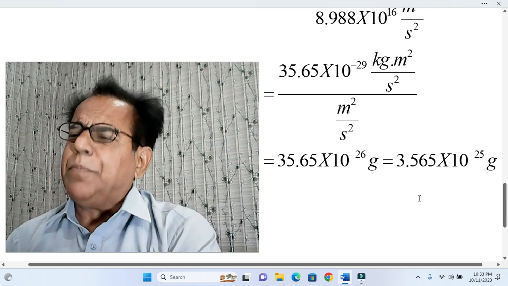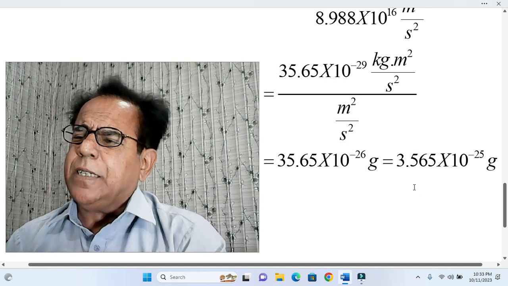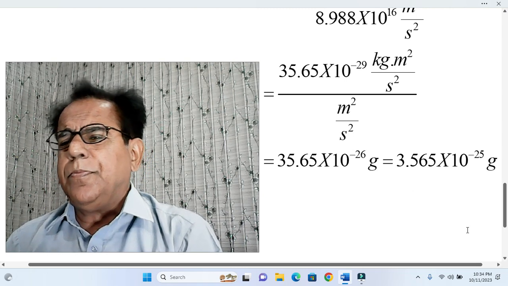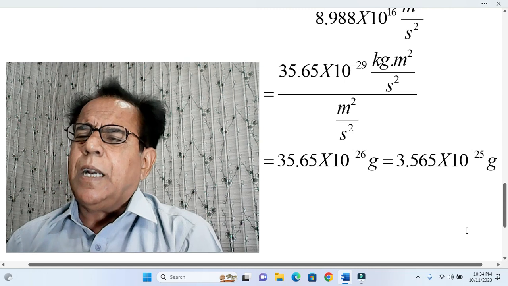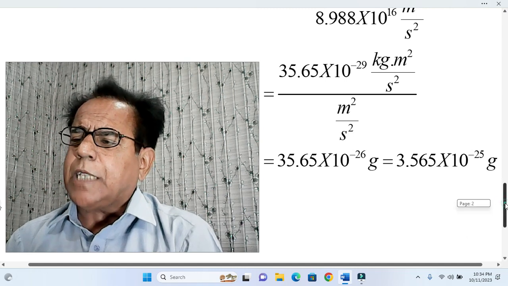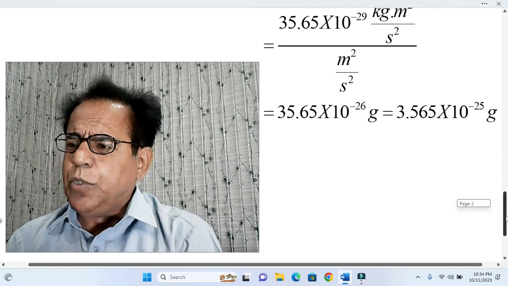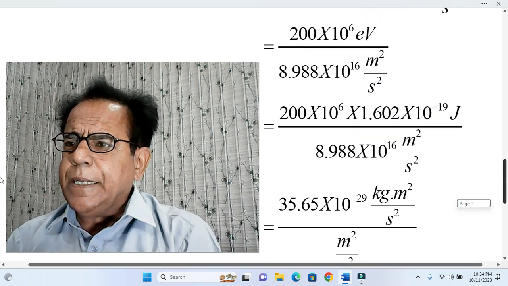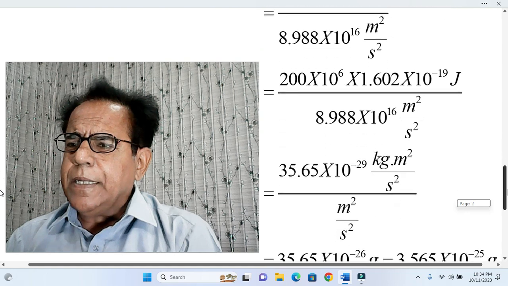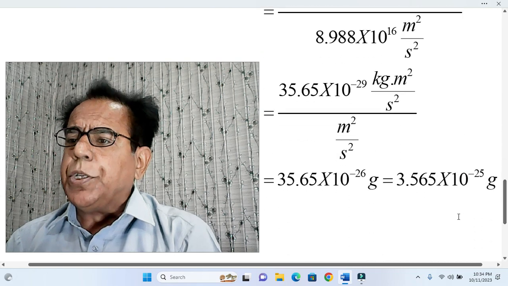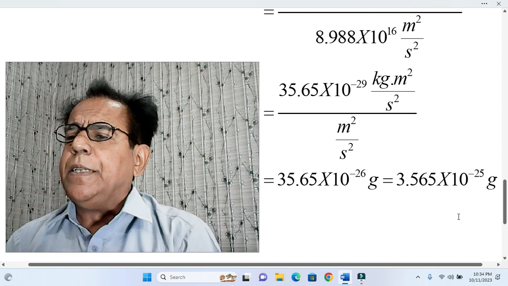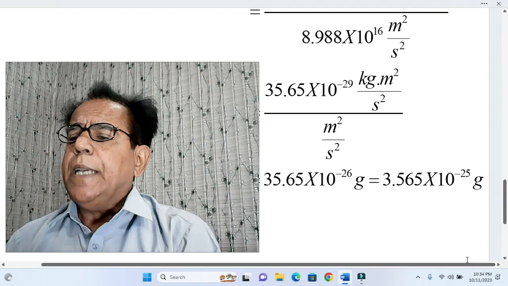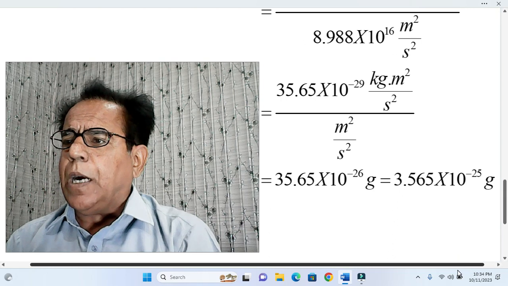Similarly, it can also be shifted in various other forms, but that is quite unnecessary. So we have successfully, alhamdulillah, solved our problem, and our answer has become equal to 3.565 into 10 to the power minus 25 gram. And this is the end of our problem.